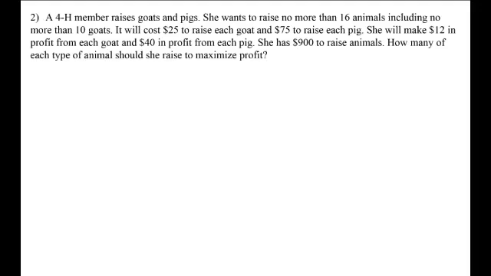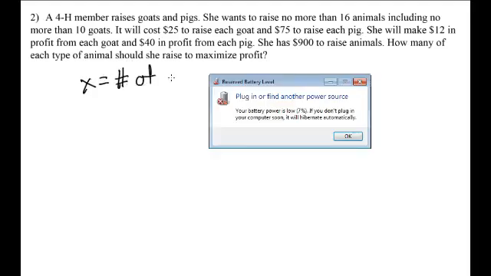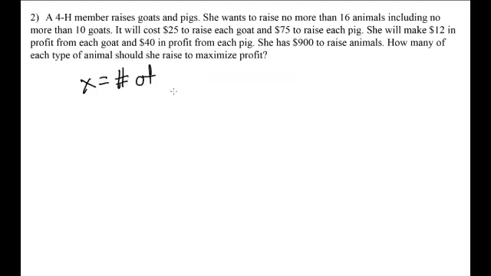Again, the first thing we want to do is find our variables. Variables are goats and pigs, but more specifically, if we look at the last sentence, how many of each type of animal? So we're going to say x is number of goats, and y is number of pigs.